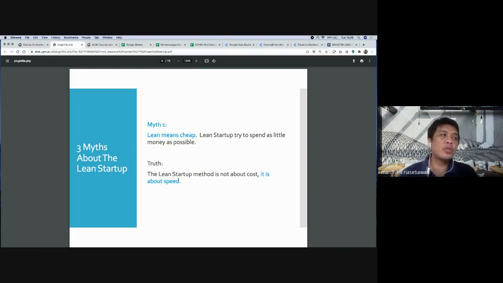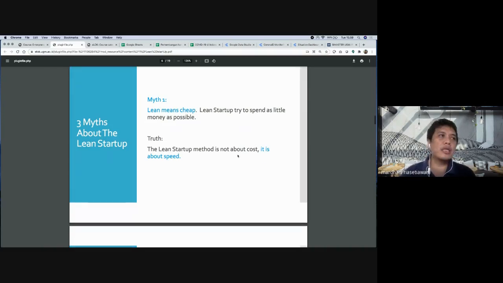In the lean startup, it means you are asked to run in a sprint way. So it will be very fast, and very rapid for the milestones or the targets.